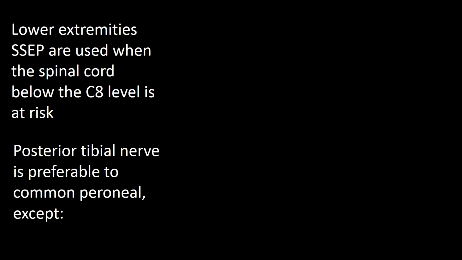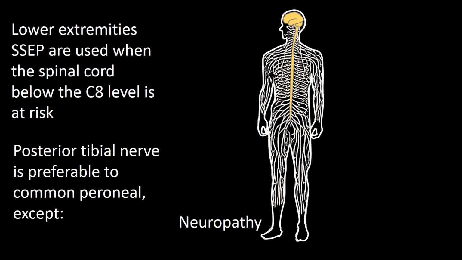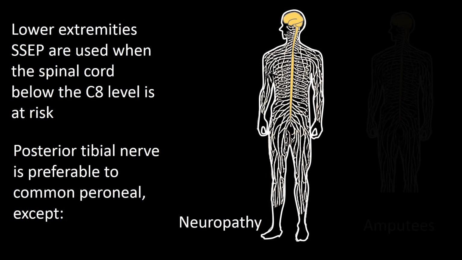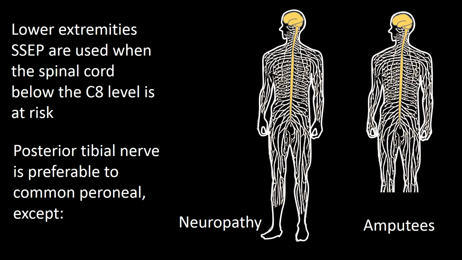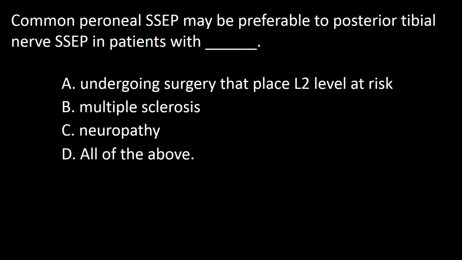Lower extremity somatosensory evoked potentials are used when the spinal cord below the C8 level is at risk. Posterior tibial nerve somatosensory evoked potential is preferable to common peroneal somatosensory evoked potential, except in patients with distance-dependent neuropathy or amputees. So the answer to this question is C.